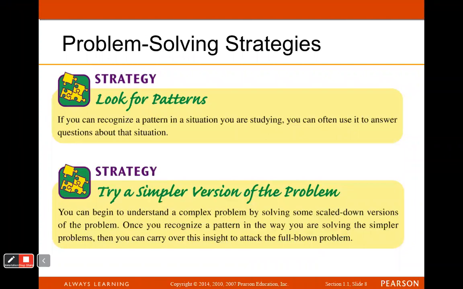Another strategy is to look for patterns. If you can recognize a pattern in a situation you are trying to study, you can often use it to answer questions about that situation.